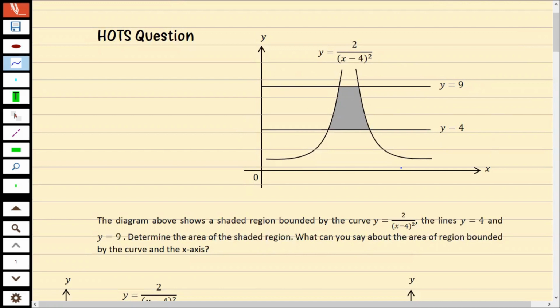So we're going to calculate the area first. Okay. And then what you can say about the area of the region bounded by the curve and x-axis. Later, after we are done with this, we will discuss that. Okay, guys. Now, you can do it with the x-axis, but if you want to do it with the x-axis, you have a lot of things you have to do. Okay, I'll show you what you're going to do with the x-axis. Okay, guys, can you see what I'm doing here? I cut here.